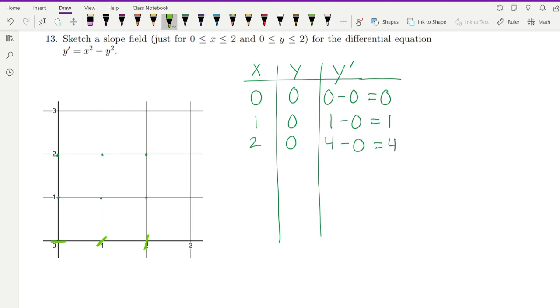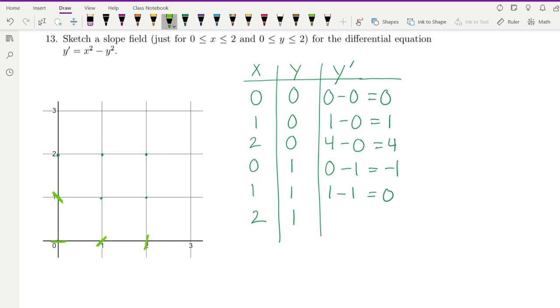Okay, so now we just keep going in the same fashion. So now let's maybe do all these values when y is equal to 1. So that would be the point (0, 1), and then (1, 1), and then (2, 1). So for (0, 1), that would be now 0 minus 1, so that's negative 1. And so that means that if your solution curve went through the point (0, 1), it should have a slope of negative 1. So that would look like this. And then we have (1, 1), so that would be 1 minus 1. So that would be 0.